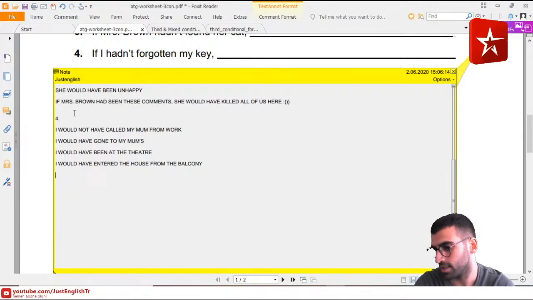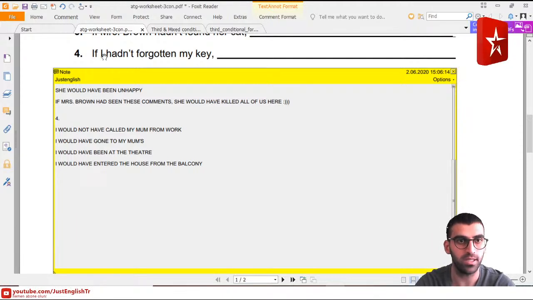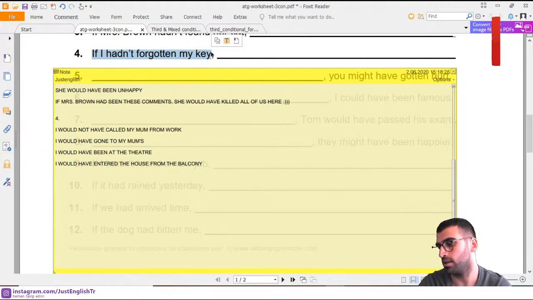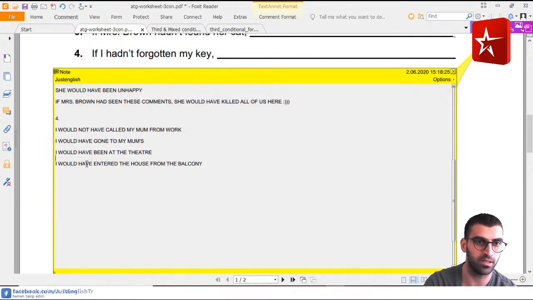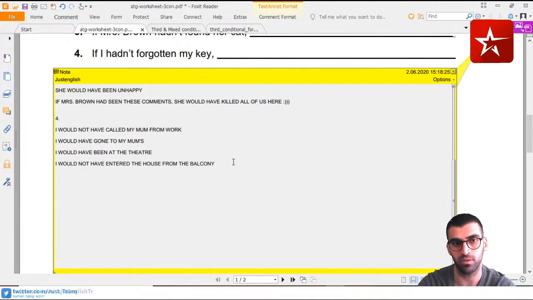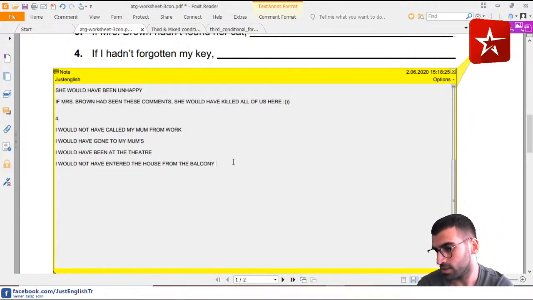Can I see the sentence again? I missed it, sorry. Yes, the sentence is here. If I hadn't forgotten my key, Mr. Ramazan, if I hadn't forgotten my key, I would have entered the house. I wouldn't have entered. Like, we have to use the negative form. I wouldn't have entered the house from the balcony. It was an answer by Münevver.